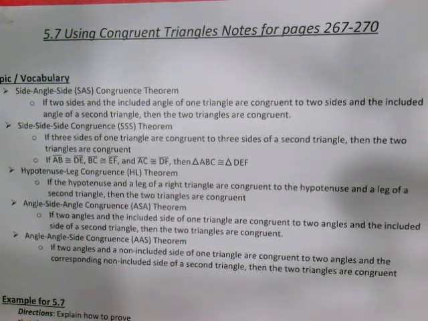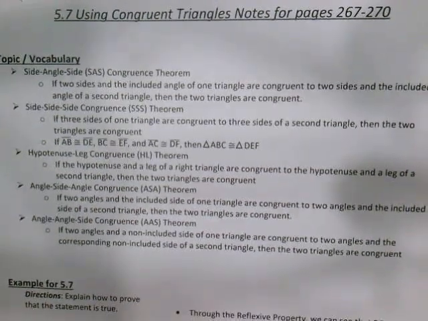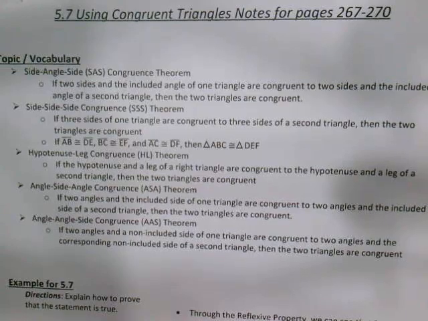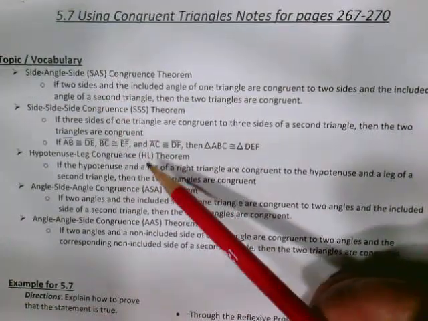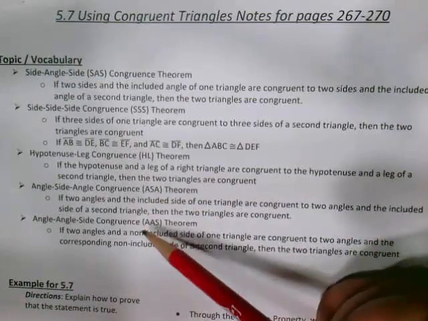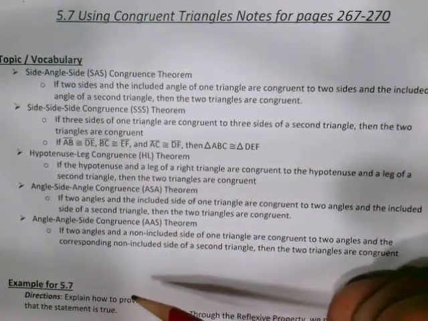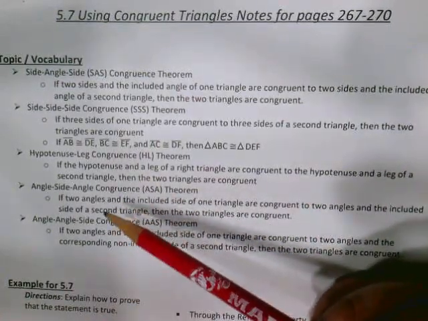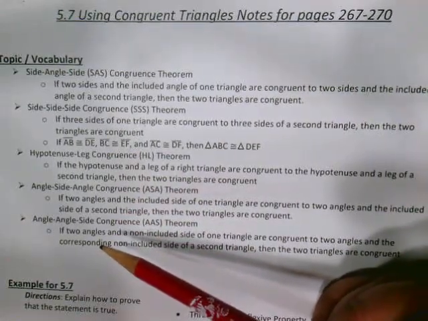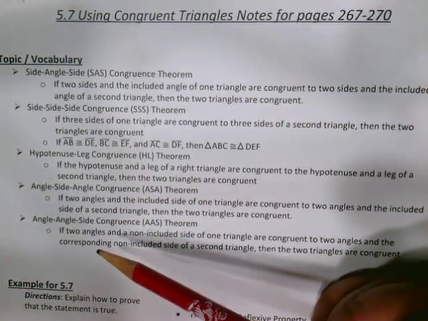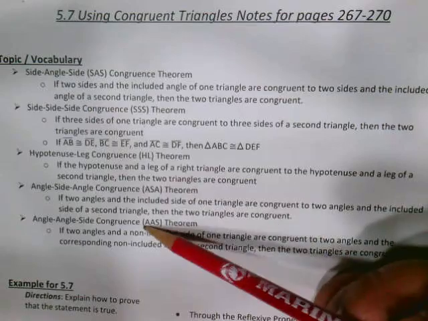All right, chapter 5, section 7. Now, for a lot of reasons, this is the lesson where we put it all together, right? Here's a quick review about the SAS, SSS, HL, ASA, and AAS theorems, okay? All of these are just trying to prove how do we know that one triangle is exactly like the other, okay? We can't go off of looks, okay? So we have these different ways to do that.